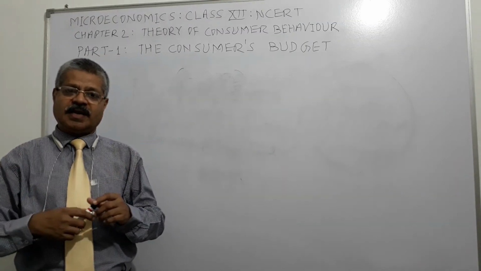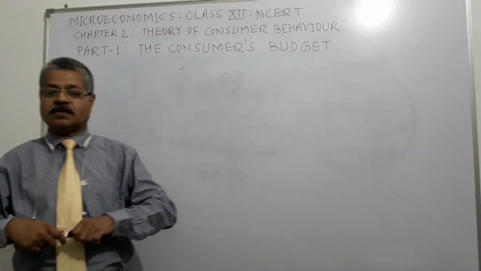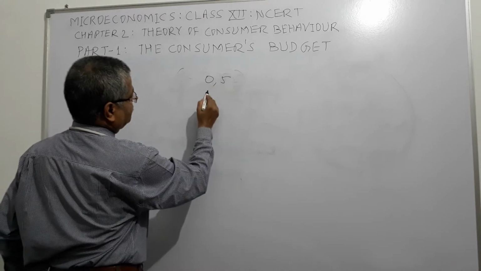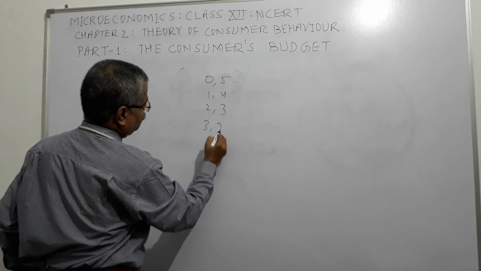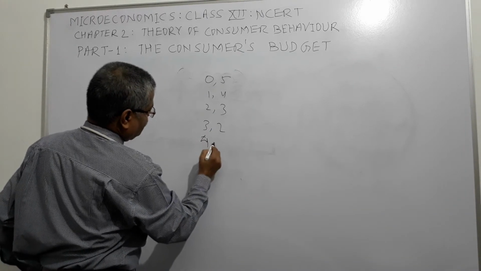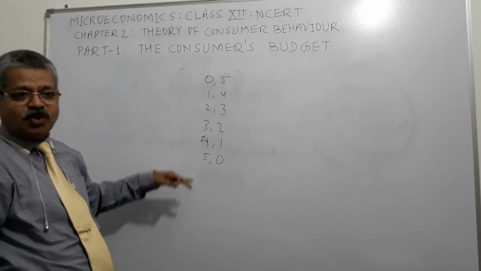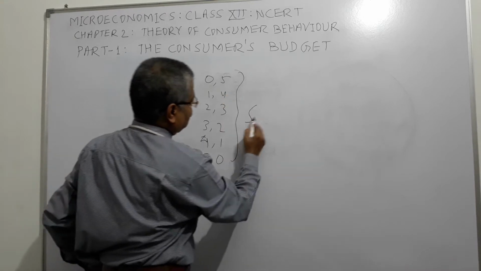The set of bundles available to the consumer is called the budget set, right? Suppose (0, 5) is available to me, (1, 4) is available to me, (2, 3), (3, 2), (4, 1), (5, 0). These are the bundles available to me. So these are called the set of bundles.